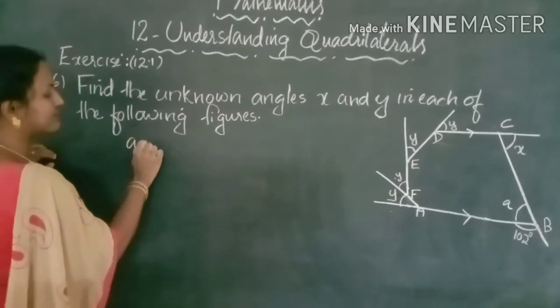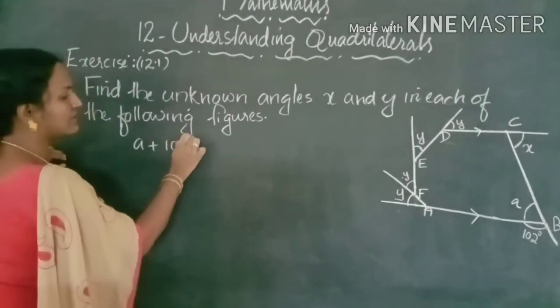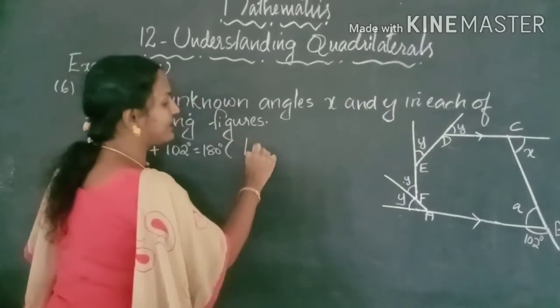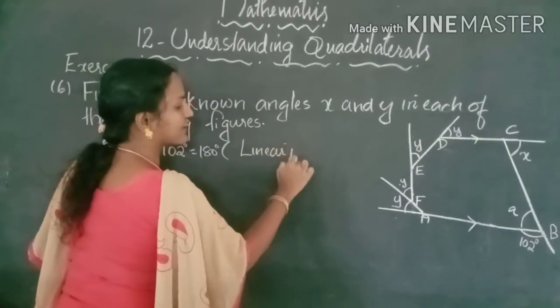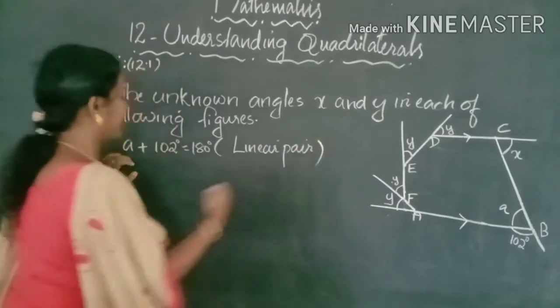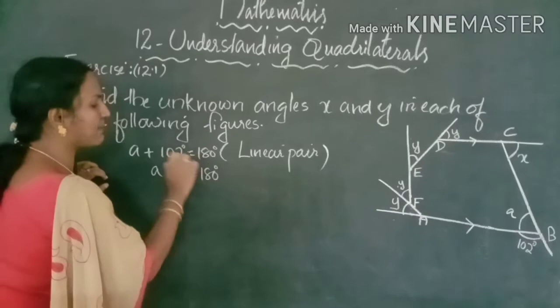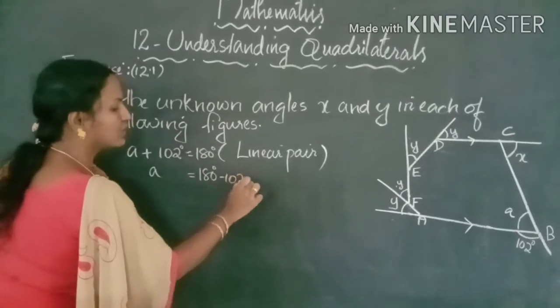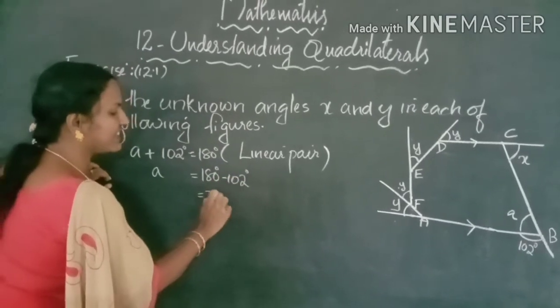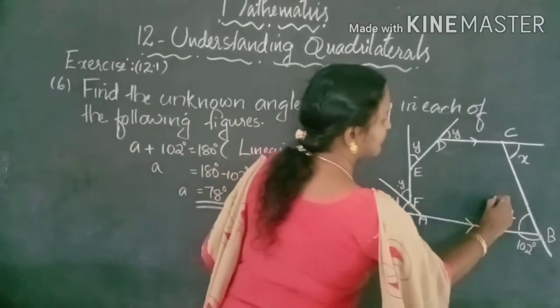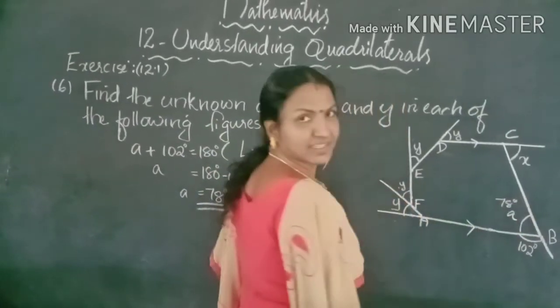So A plus 102 is equal to 180. Reason: linear pair. A is equal to 180 minus 102, which is 78 degrees. So A is equal to 78.